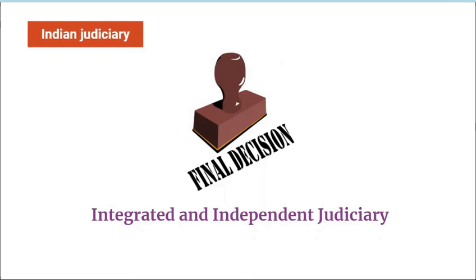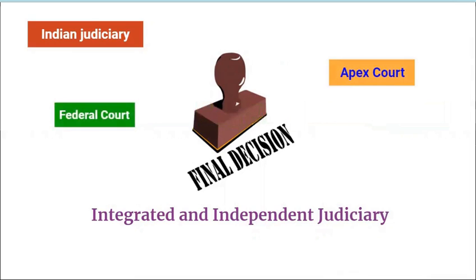Below the Supreme Court, you have high courts at the state level. Under the high court, you have a hierarchy of subordinate courts like district courts and lower courts. The Supreme Court is a federal court, the highest court of appeal, the guarantor of the fundamental rights, and the guardian of the Constitution. Hence, the Constitution has made various provisions to ensure that the judiciary is independent, right?